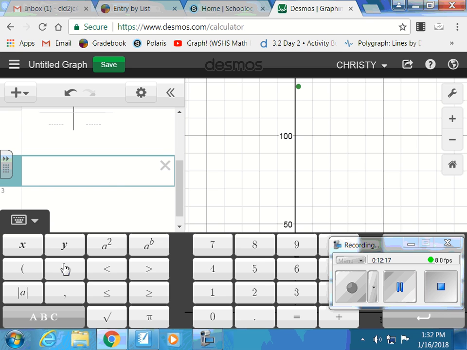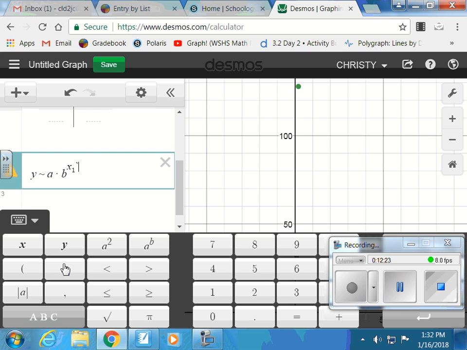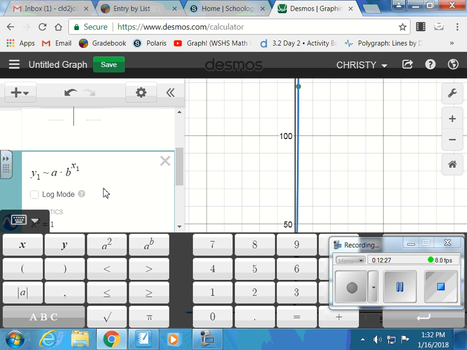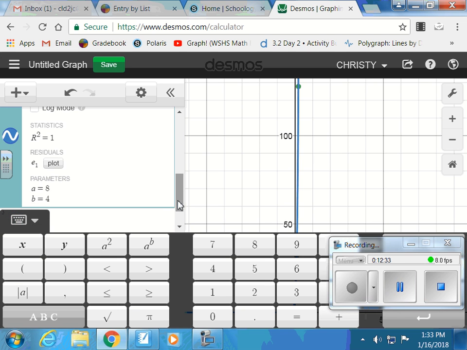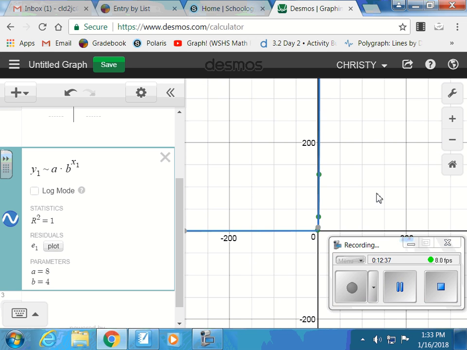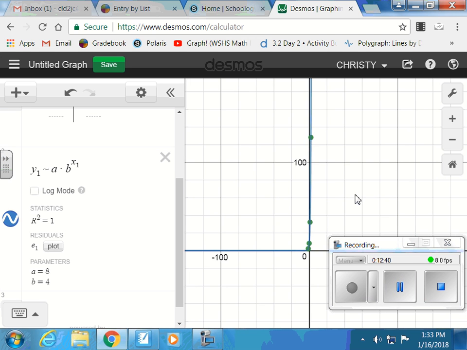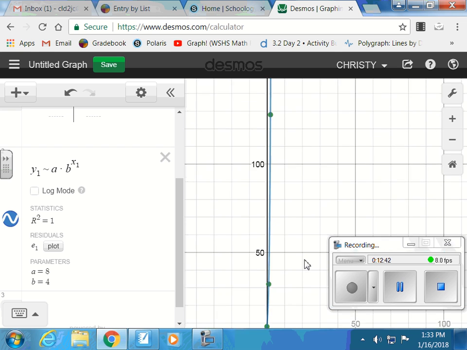So let's do our regression line. Y tilde a times b to the x. It has to be an x1 and a y1. So I messed up. It needs to be a y1. I'm sorry. Y1 tilde a times b to the x1. Perfect fit. When your r squared equals 1, it's almost like you hit the lottery. It's a perfect fitting exponential growth line. It goes through every single one of our green dots. See?